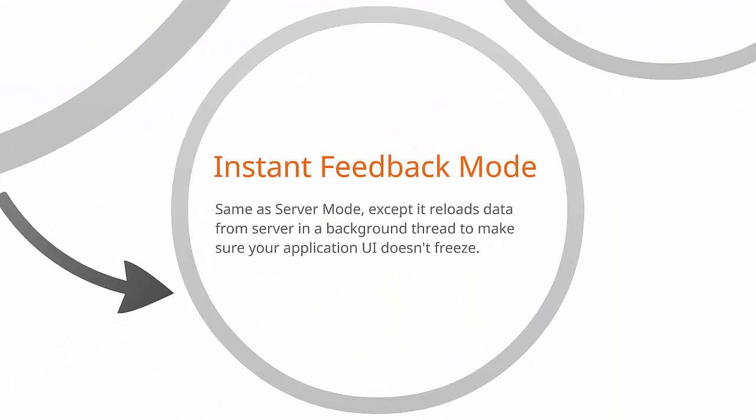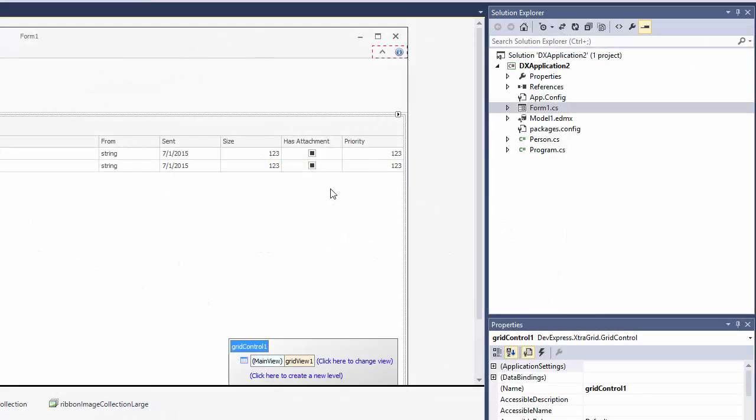The currently applied data binding mode is synchronous. This means that the user interface freezes momentarily while the grid waits for updated data from the server. The DevExpress grid control also provides an asynchronous server mode, also known as instant feedback mode. It's the same as server mode, except it reloads data in a background thread to make sure your application's UI doesn't freeze. Invoke the data source wizard once again.